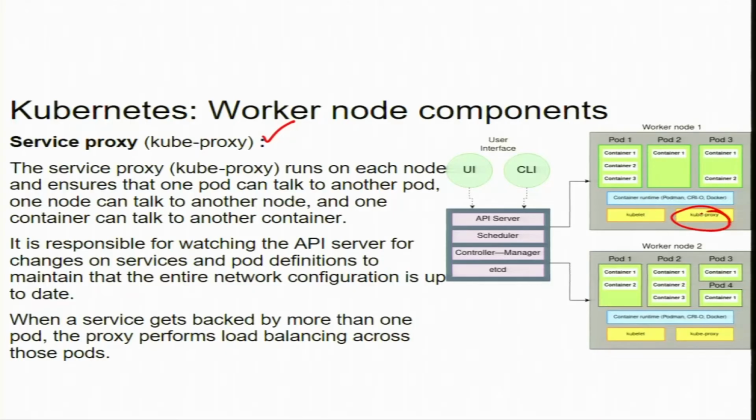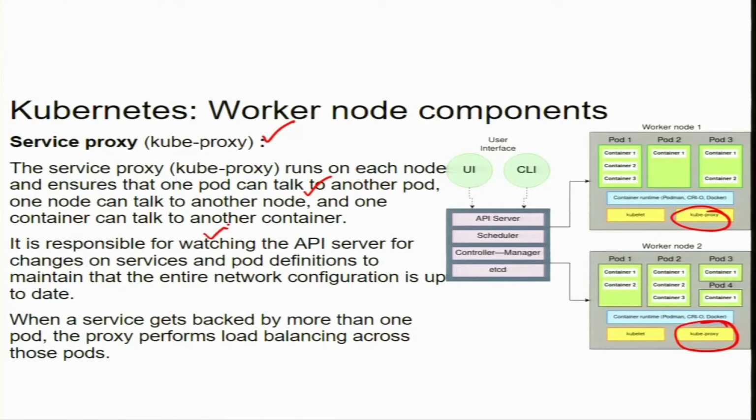Then comes the kubeproxy. The kubeproxy also runs as a service in every worker node. The kubeproxy runs on each node and ensures that one pod can talk to another pod, one node can talk to another node, and one container can talk to another container. That means the kubeproxy becomes a point of interaction or communication, just like you can think of a proxy server working on the internet for internet connectivity.